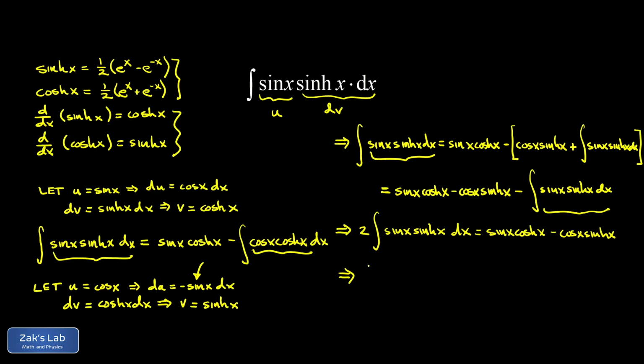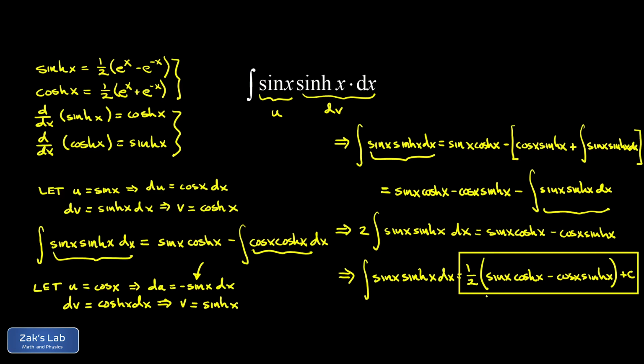Now all we have to do is divide by 2, and we've isolated the integral that we were trying to find. So the integral of sin x sinh x dx turns out to be 1/2 times (sin x cosh x minus cos x sinh x). And because this was an indefinite integral, at this point I should throw in a plus C. Now if that trick seems too wild to be true, you can always take this expression and differentiate it. You're going to have to use the product rule on each of those terms, and a bunch of things should cancel, and it should simplify to sin x sinh x.